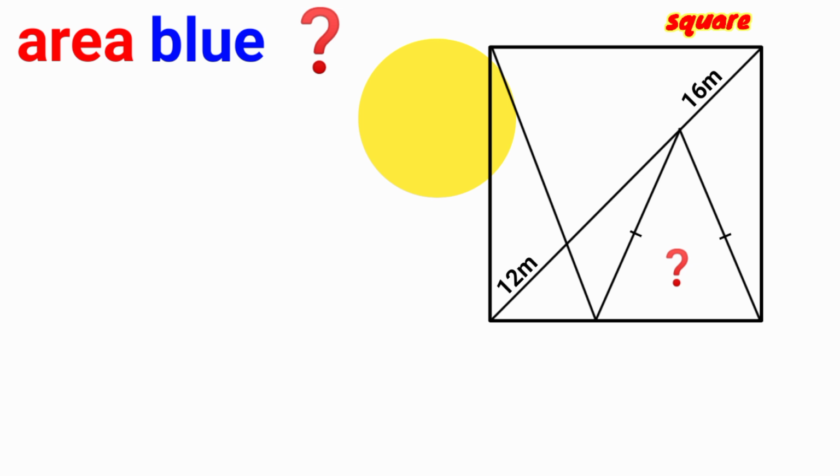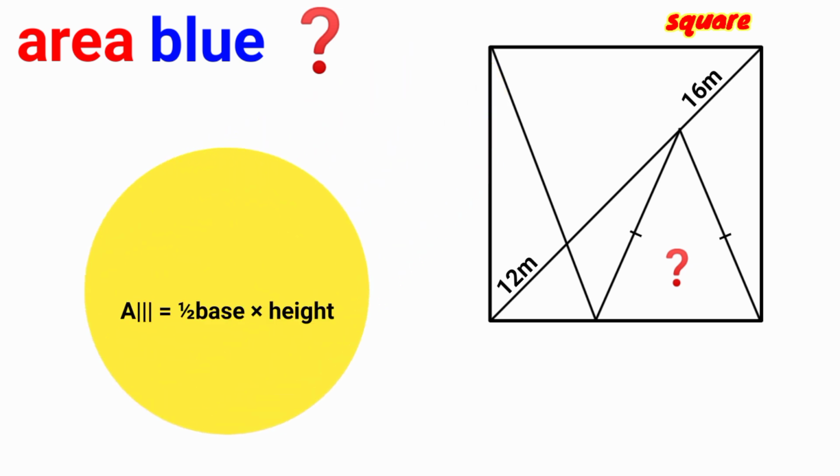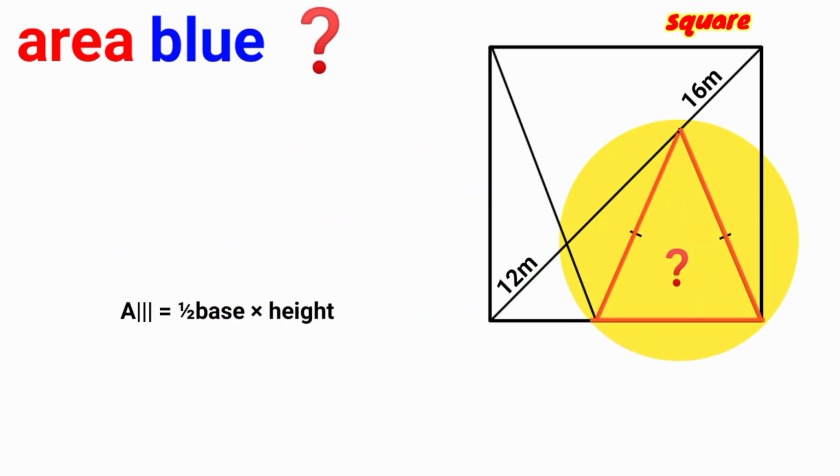Well, it is very simple. The formula for calculating the area of a triangle is half base times height. And we can see this triangle has two of its sides congruent. That makes it an isosceles triangle. Since this side and this side are the congruent sides, this side will be the base. The height will be a line perpendicular to the base to this vertex here.